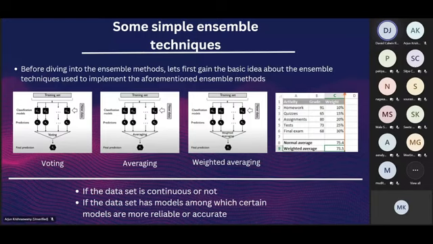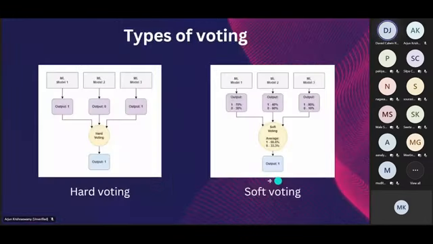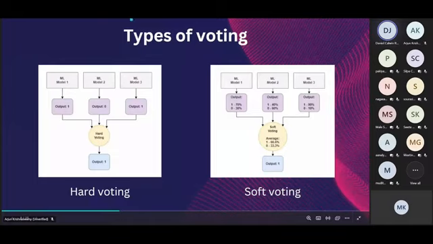So what is the difference between voting and averaging? Voting is majorly used for classification tasks, which is to say where the outputs are discrete. And averaging and weighted averaging is going to be used in problems where the data set is continuous, or simply referred to as a regression problem. So that is the basic idea behind that. Now let's look at the different types of voting. There are two different types of voting. The first one is going to be hard voting, and the second one is going to be soft voting.